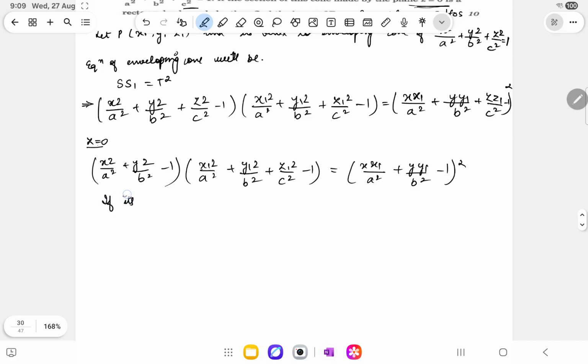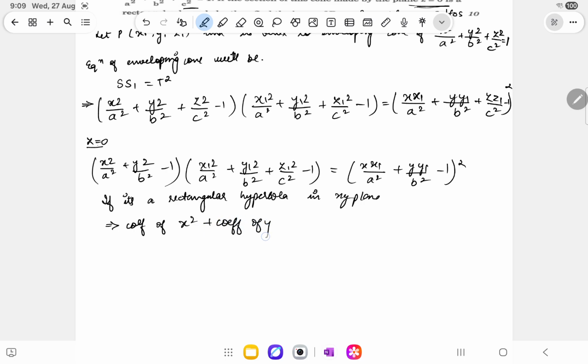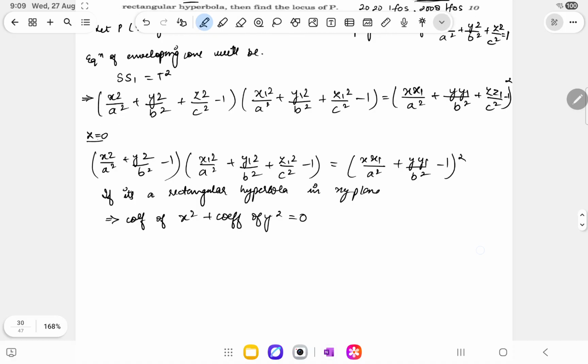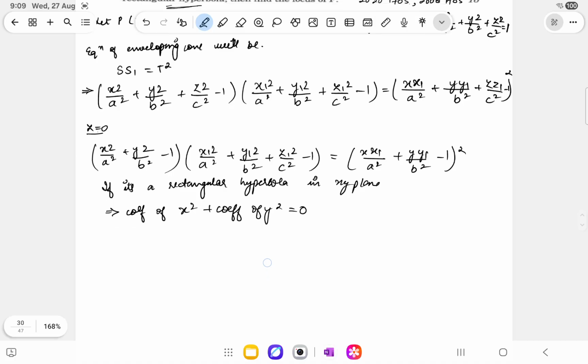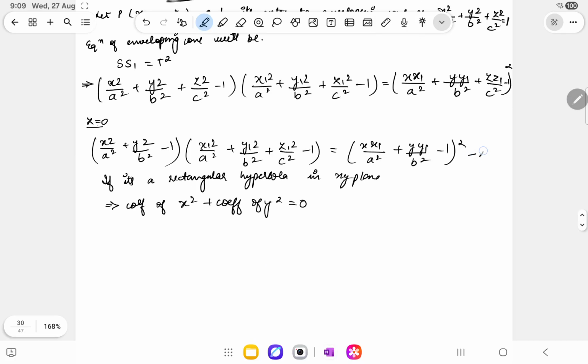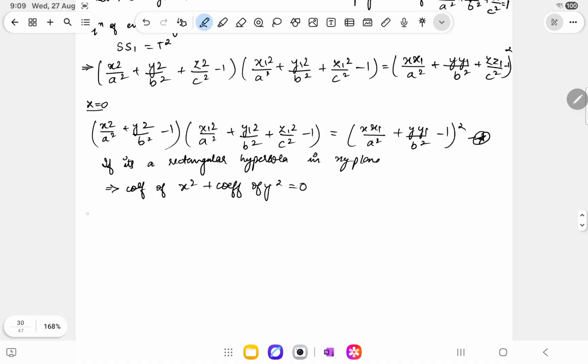So if it's a rectangular hyperbola in the xy plane, then the coefficient of x square plus the coefficient of y square must be equal to 0. That is, the sum of the coefficient of x square and the coefficient of y square must be 0. So if from star I can find the coefficient of x square and y square, then we'll get the locus of the point P.